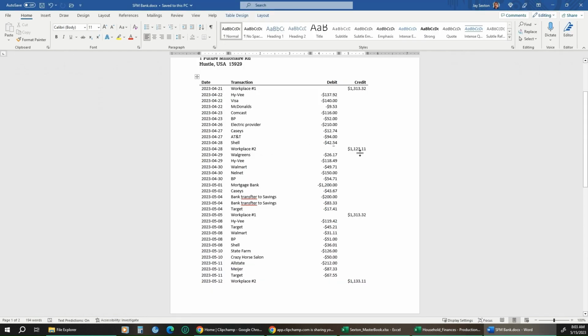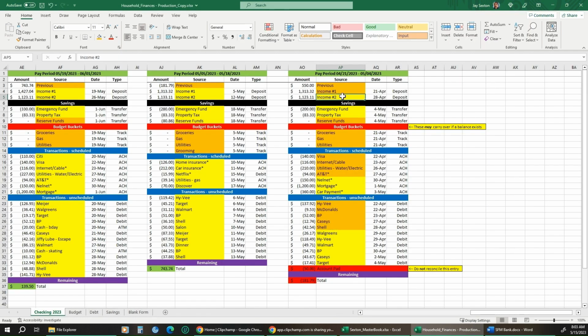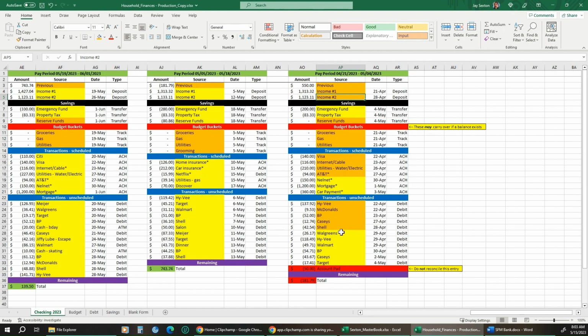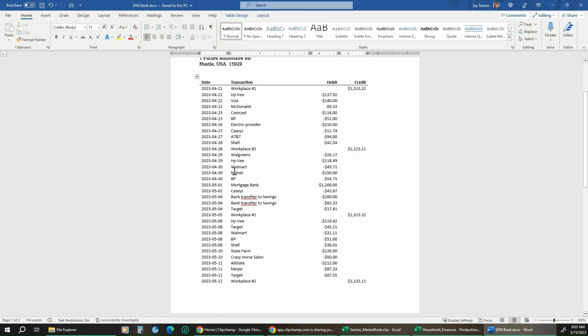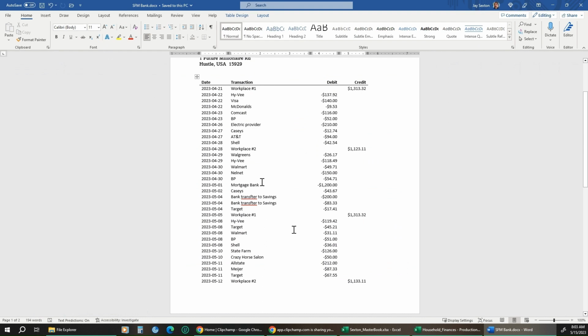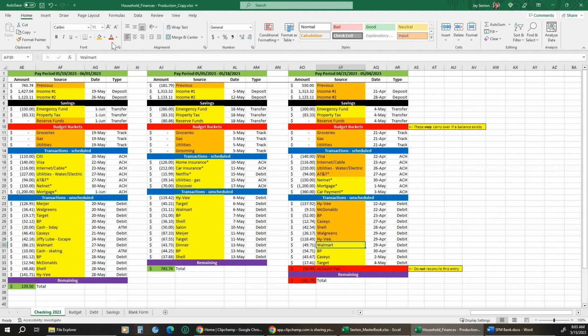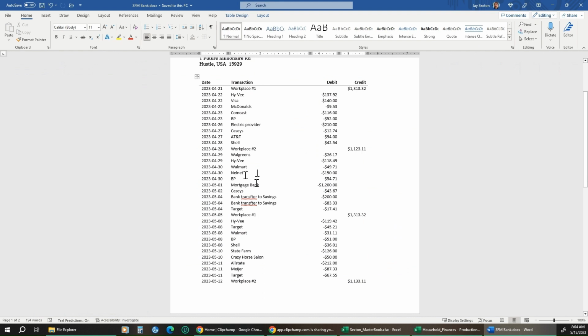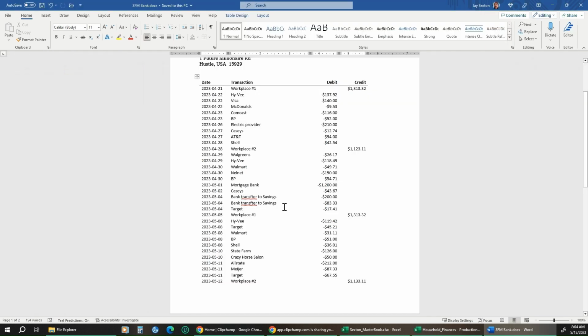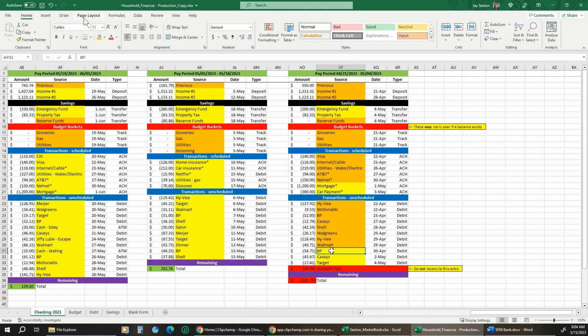And my next workplace deposit was 1123.11 on the 28th. Is that what I have? 1123.11 on the 28th. So that's good. Walgreens 26.17 on the 29th, 26.17 on the 29th. Got it. Hy-Vee 118.49 on the 29th, 118.49 on the 29th. And Walmart 49.71 on the 29th. Got it. And Nelnet 150 on the 30th. Got that correct. And BP 54.71 on the 30th, 54.71 on the 30th for BP.